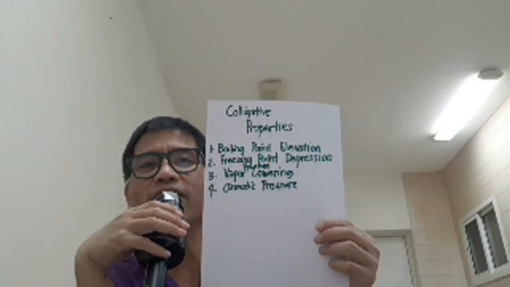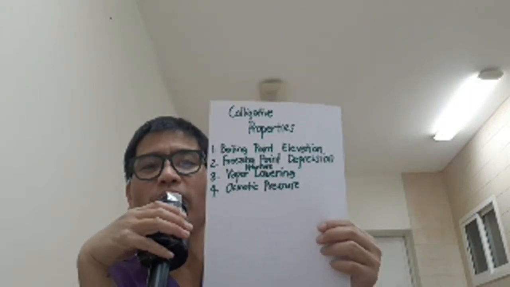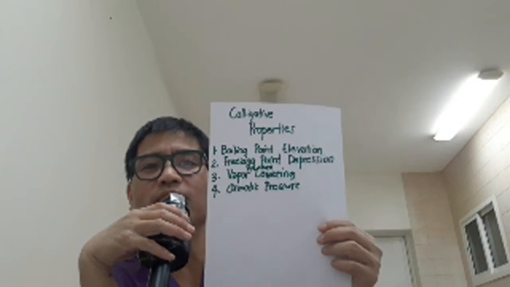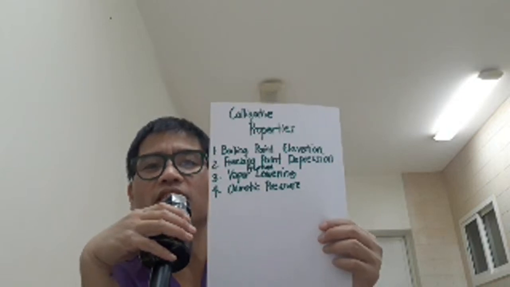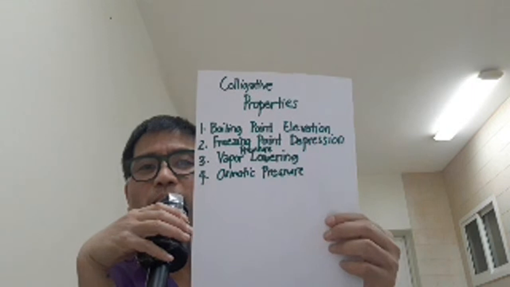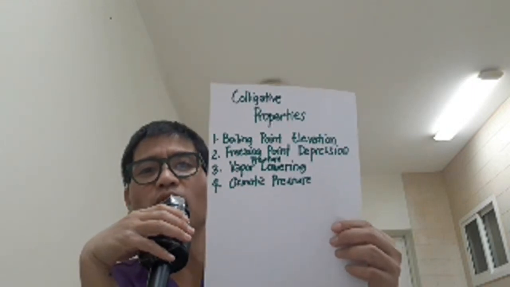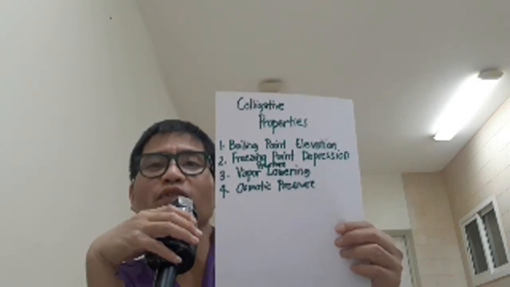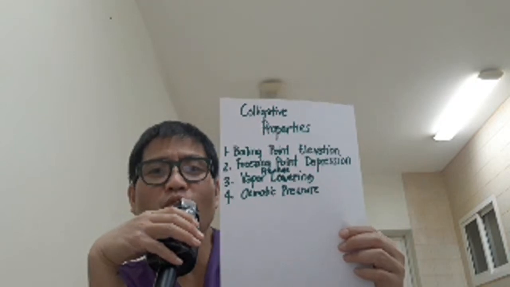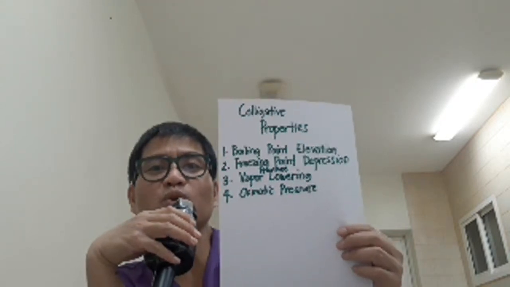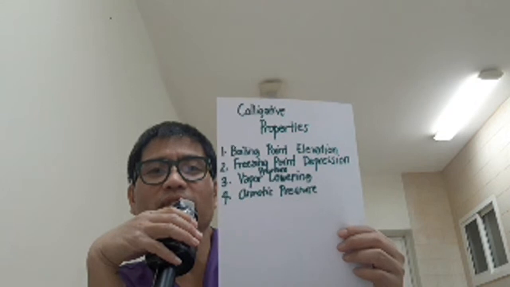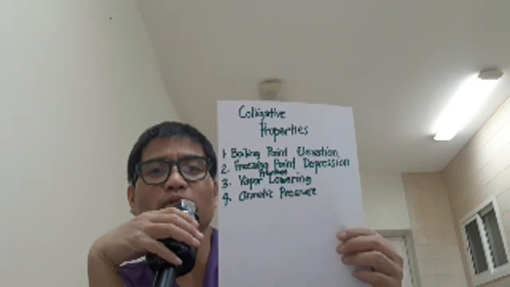The 4 colligative properties are boiling point elevation, freezing point depression, vapor pressure lowering, and osmotic pressure. Now, I am very interested to go directly with number 4. Anyway, we can choose what type of colligative properties we will start with. I like osmotic pressure, or osmosis.